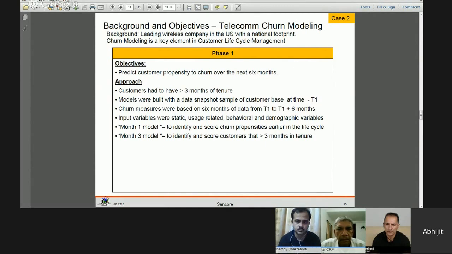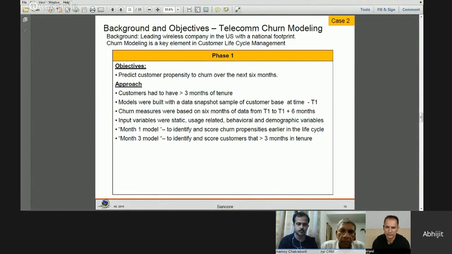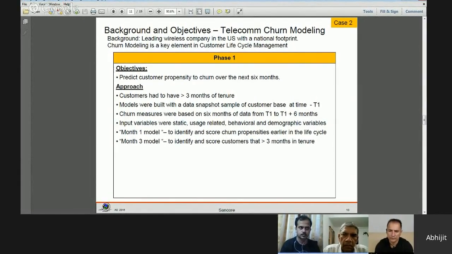So this particular model restricts the modeling to customers who had 3 months of tenure. The churn was based on 6 months of data from the time of the snapshot taken, that is T1 plus 6 months. There were various kinds of input variables. They were static in the sense that they were usage-related, behavioral and demographic variables. And there were various kinds of models: a month 1 model to identify and score churn in the early life cycle, and a month 3 model to score customers with greater than 3 months of tenure.